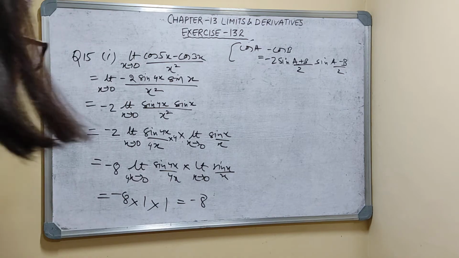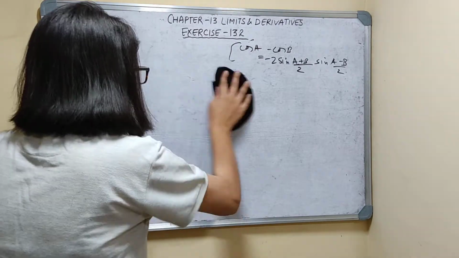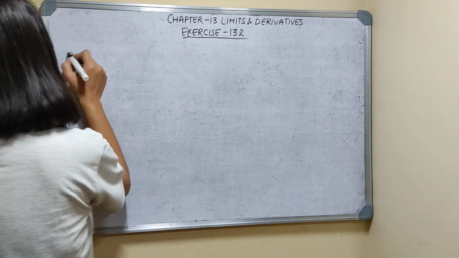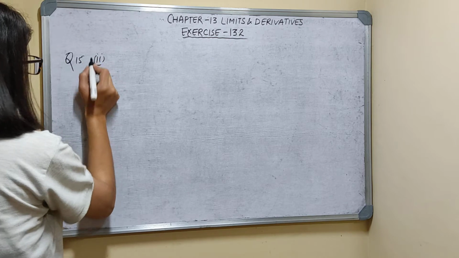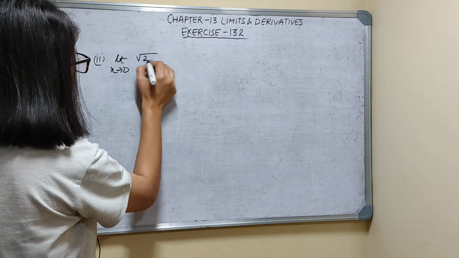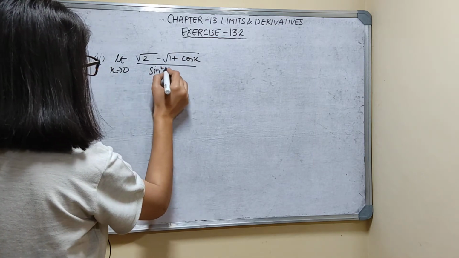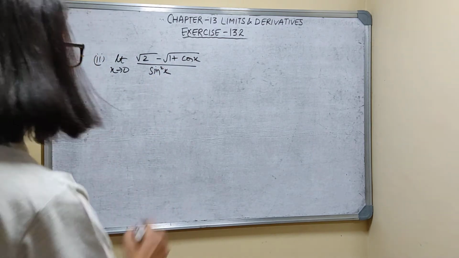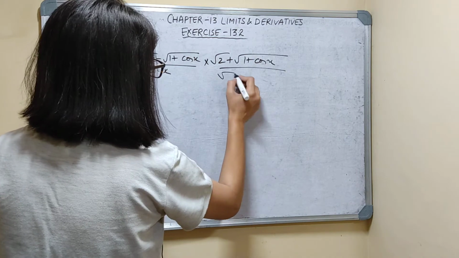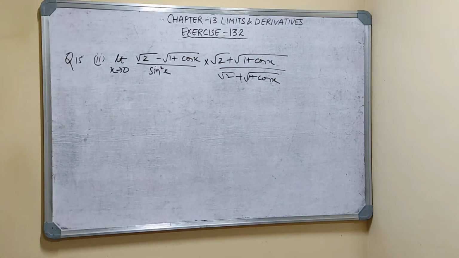Now question number 15, second part. Limit x tends to 0, (root of 2 minus root of 1 plus cos x) upon sin square x. Here only you can rationalize. So multiply and divide with root 2 plus root of 1 plus cos x.